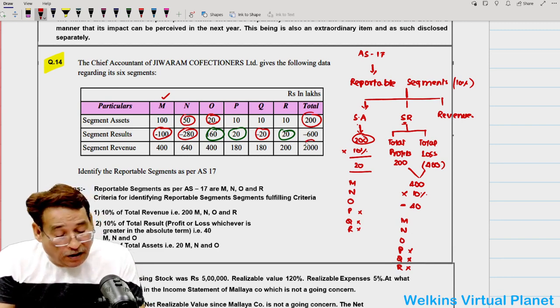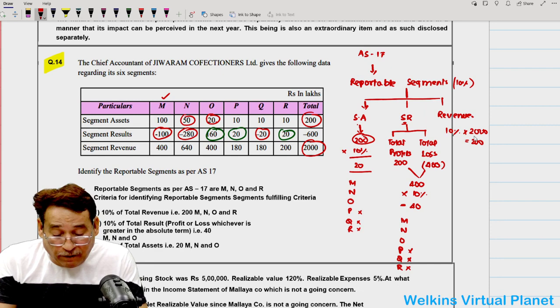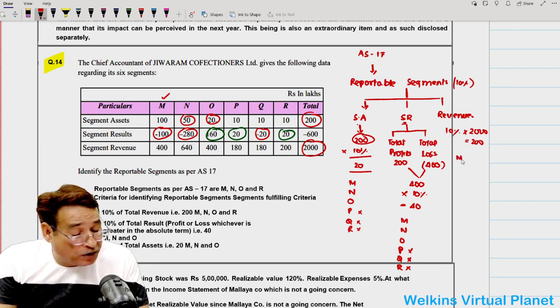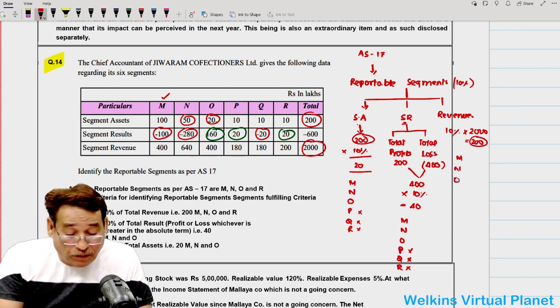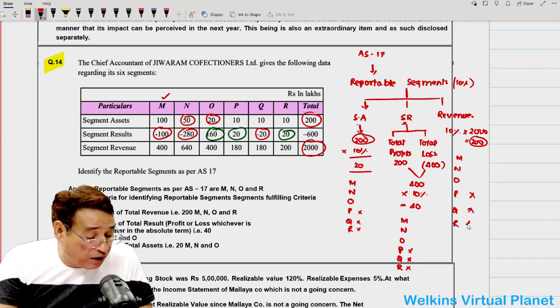Similarly, for the revenue criteria, the total is 2000. So I will take 10% of 2000, so the minimum criteria in this case will become 200. Let us have a look. M is satisfying because it has a revenue of 400, whereas the threshold is 200. 640 also, so N, and even O. And P is not satisfying, Q is not satisfying, and R is also not satisfying.